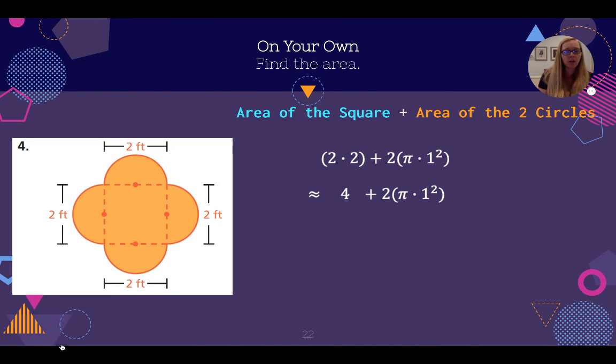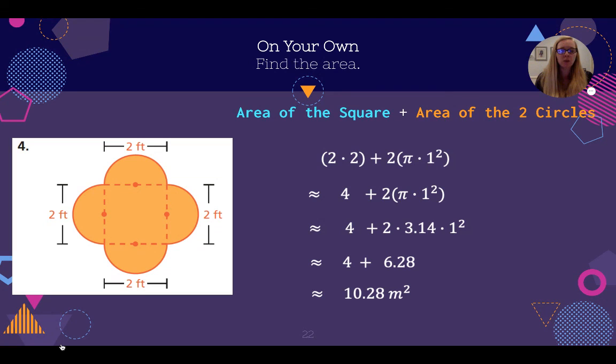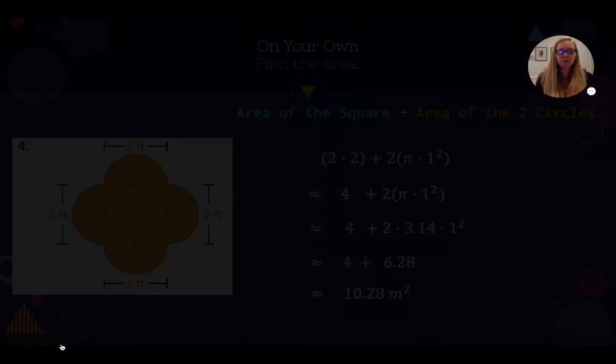And then now let's work with our circle part. So 2 times 3.14 times 1 squared. Well, 1 squared is 1. 1 times anything is just itself. So you really don't even need the 1 squared because that's just telling you that it's multiplying by 1. It's the identity property. We're going to multiply 2 times 3.14 to get 6 and 28/100, and then add our 2 areas, the area of the square plus the area of our 4 semicircles, and our total area is 10 and 28/100 meters squared.